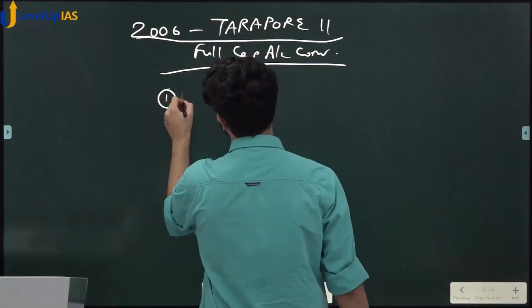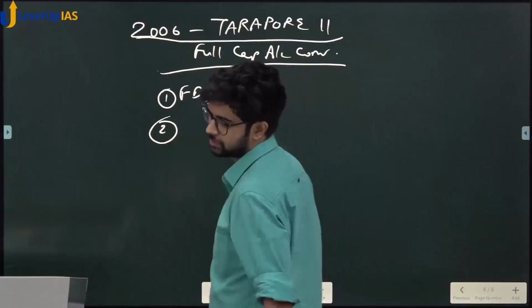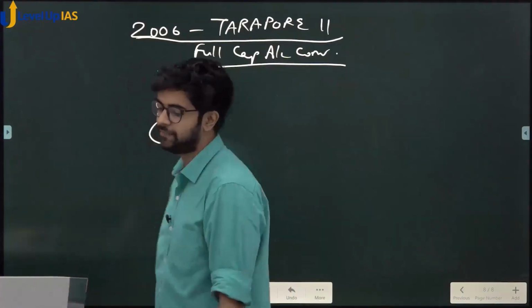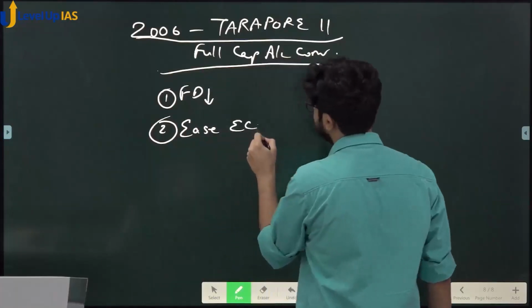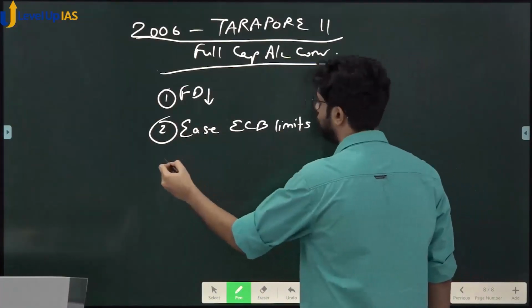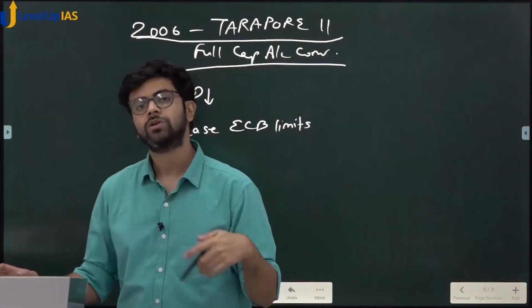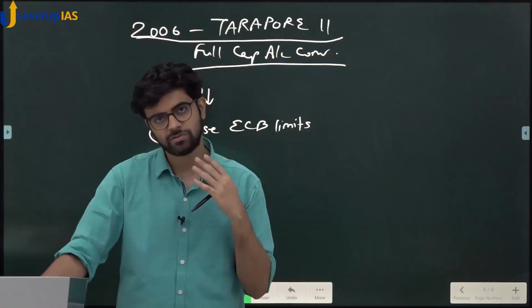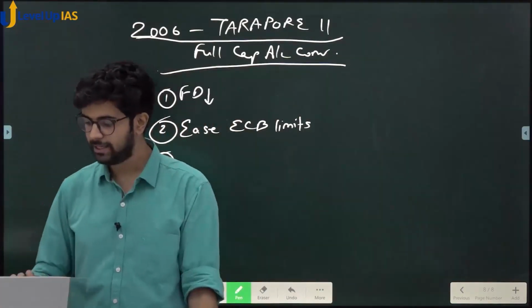First recommendation, fiscal deficit कम कीजिए, of course. Second, ease ECB limits. Whatever we have done already, ECB limits, reduce them further. Just try to scrap away the limits. Just try to ease those limits, right?